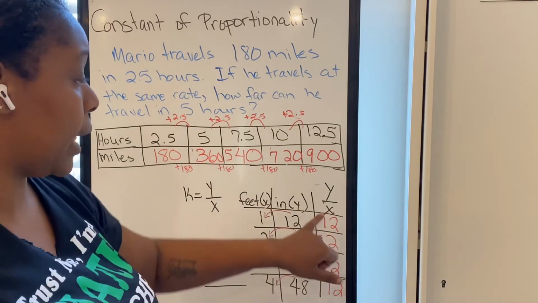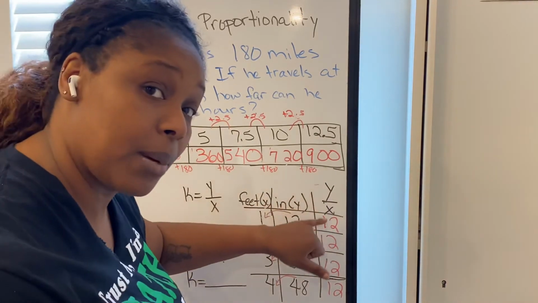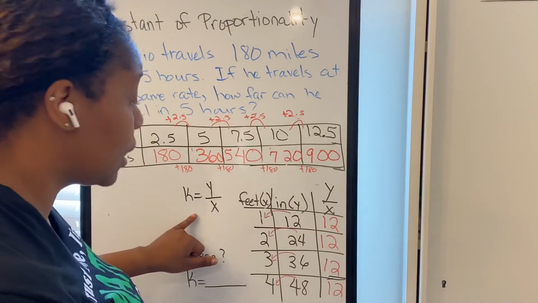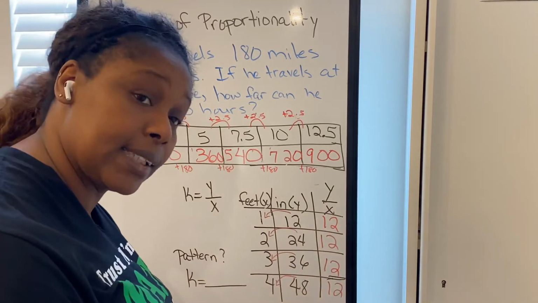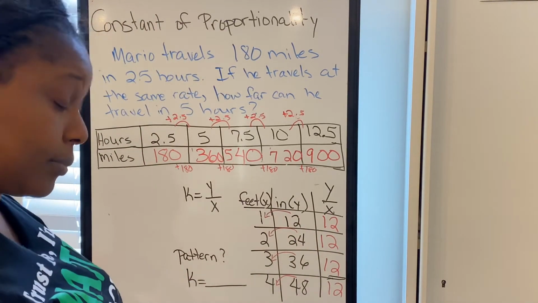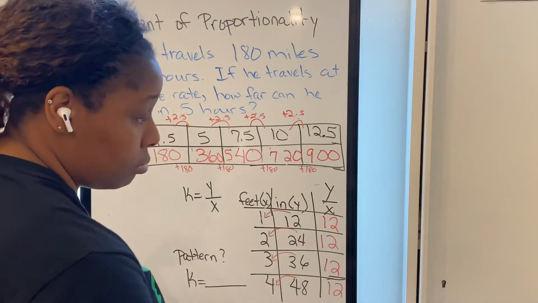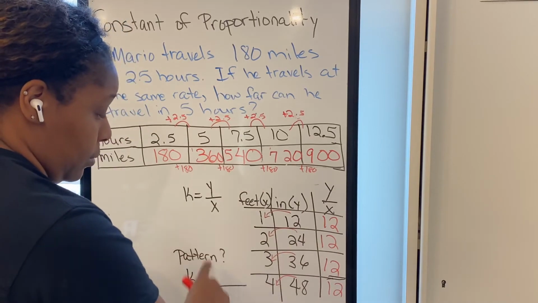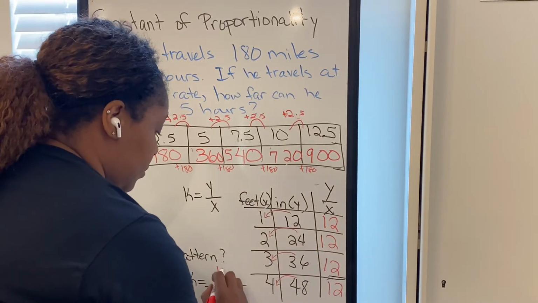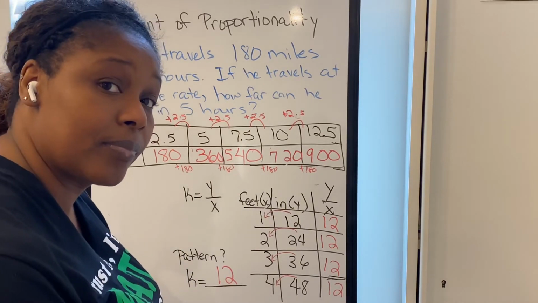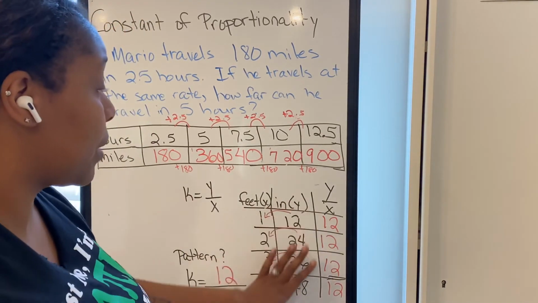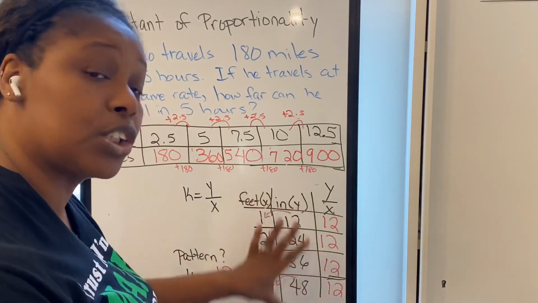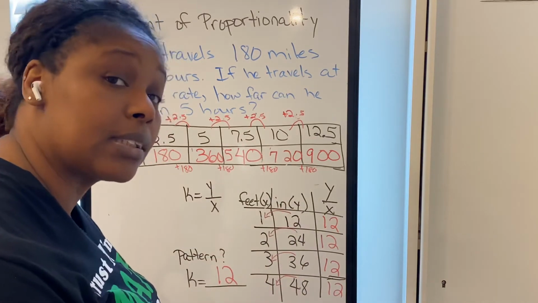So if I look right here, and this says Y divided by X, and my formula is my constant of proportionality is going to equal whatever this is, then what's my pattern? K equals, what do we see? What is Y over X? The answer is 12. So when you see something like this and you have to figure out what is the constant of proportionality, this is what you want to do. Create a table. Creating the table is the easiest way to do it.